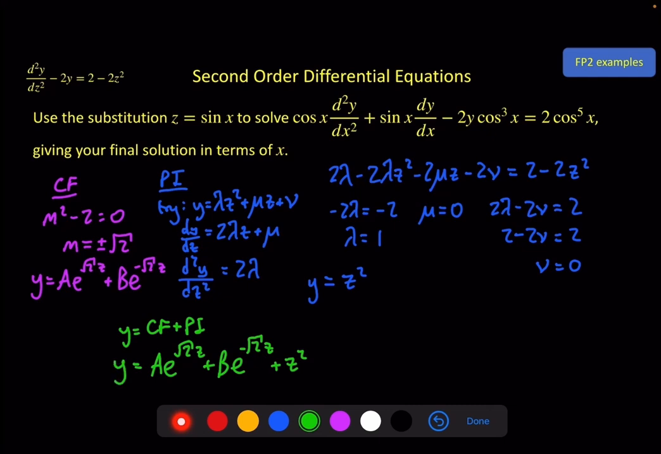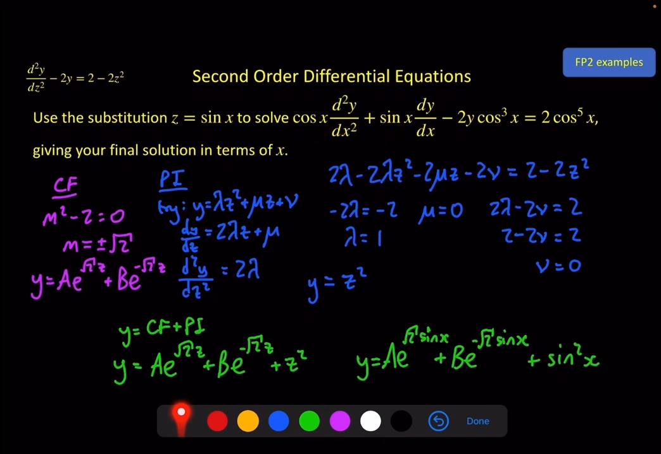But of course we can't leave it like that, because we can't have a solution including z's for an equation that is involving x's. Substituting back, z is equal to sine x, just throw that back in. So we've got y is equal to a e to the root 2 sine x plus b e to the minus root 2 sine x plus sine squared x. And although it doesn't look very nice and can't really simplify, that is our general solution to this differential equation here.